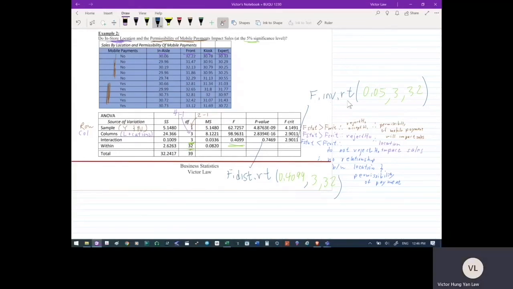Same for F.INV.RT. First variable is your alpha, which is 5%. Second variable is your degrees of freedom 1. Degrees of freedom 1 for interaction is basically the degrees of freedom for itself, which is 3. Degrees of freedom 2 is always for the error term, which is the within, which is the 32. Once you plug that in, you're going to get 2.9011. And that's example 2.